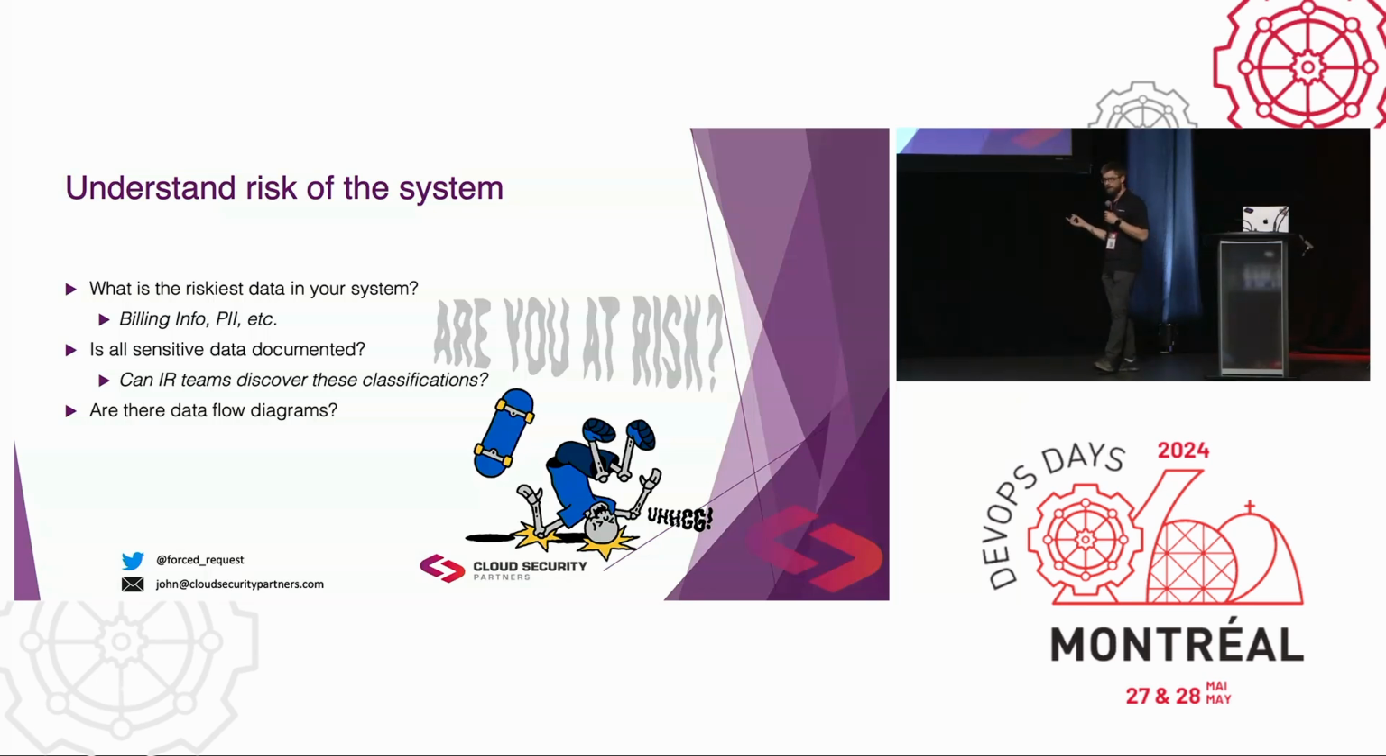Is this data documented? So who here works on systems that handle, let's say, user addresses, a physical address? Anyone dealing with that type of stuff? We got a couple hands. Now, if an incident responder came to you and said, hey, we heard that our application was leaking user addresses on the internet, would you know where to find those?